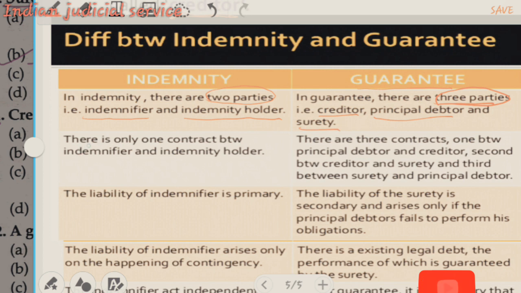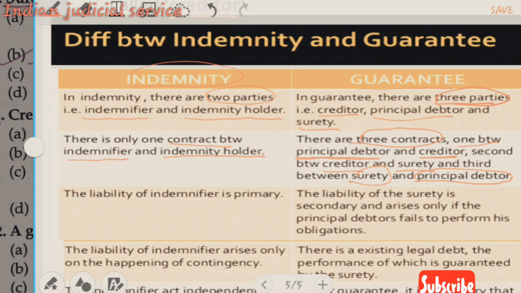The second important point: there is only one contract between the indemnifier and the indemnity holder in the case of indemnity, but in the case of guarantee there are three contracts. The first contract is between the principal debtor and the creditor, the second is between the creditor and the surety, and the third is between the surety and the principal debtor. This is the second difference between indemnity and guarantee.